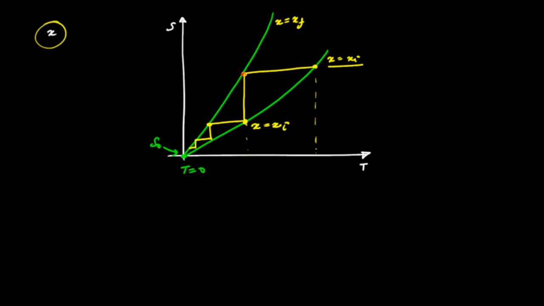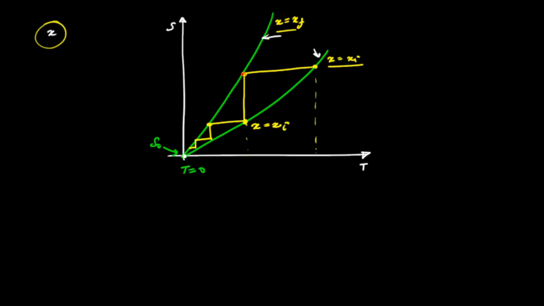But the way these two lines of constant X are, that they converge at a common value S naught at T equals 0, means that you can keep on doing this process and go in steps, although you would go very close to T equals 0, you will never be able to exactly reach T equals 0. And this is because both of these green lines corresponding to X equals xf and X equals xi, they both converge to a common point.